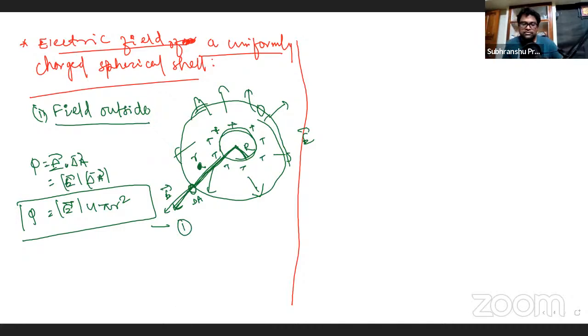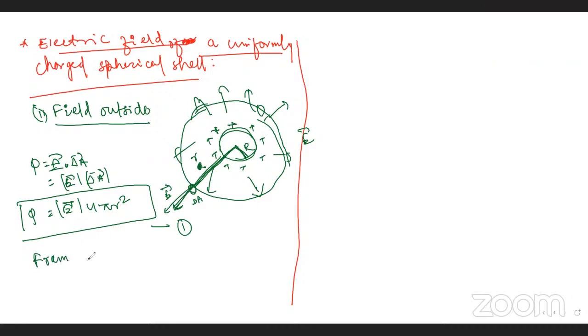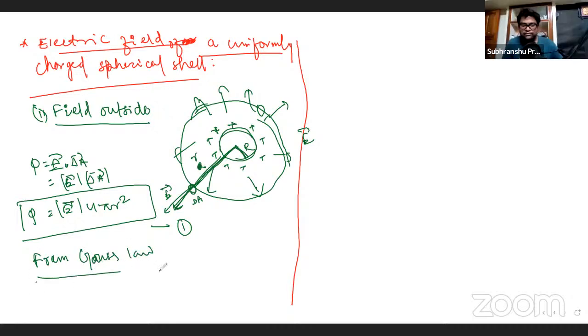Now also we know from Gauss law. What do we know from Gauss law? That flux equal to Q inside by epsilon naught. So Q inside is this one, the total charge.